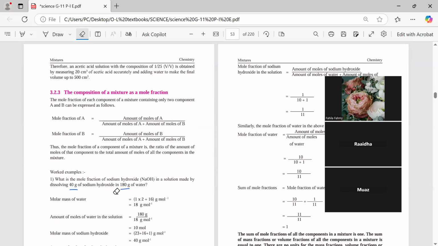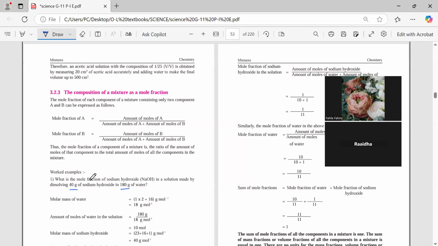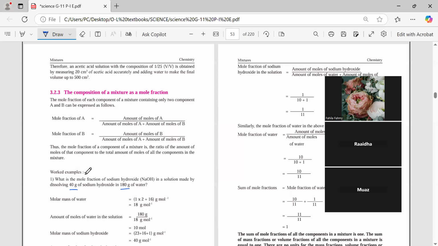You forgot it, right? So you have to divide by the total mass. But here you are not asked for the mass fraction. You are asked for the mole fraction. So first of all, what do you have to do? First of all, you're supposed to find the number of moles, the amount of mole in both of these.